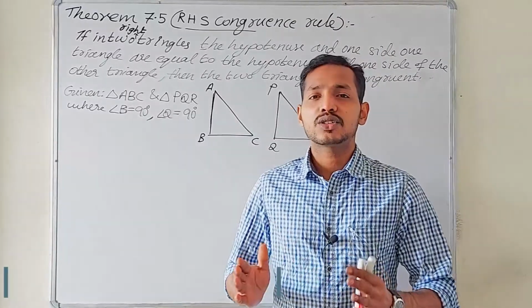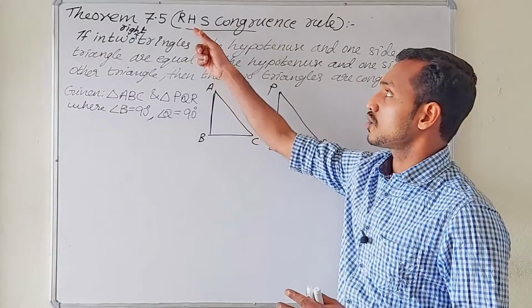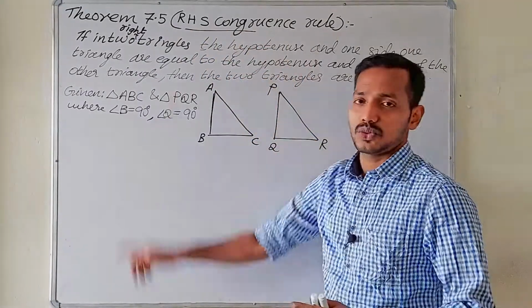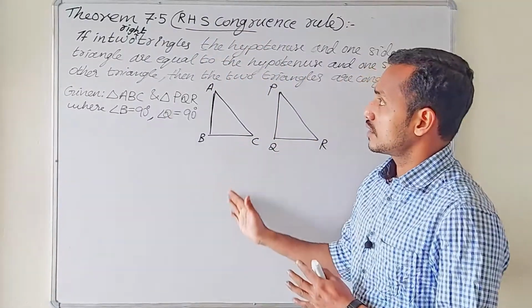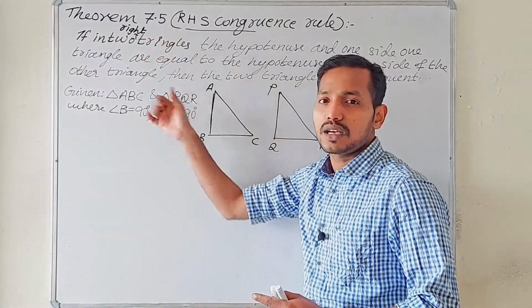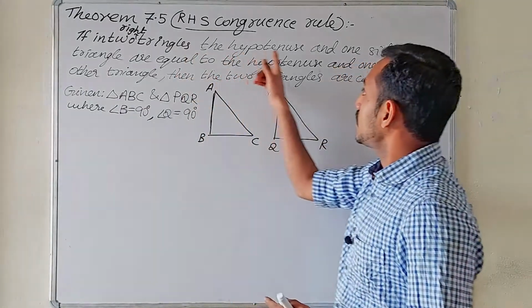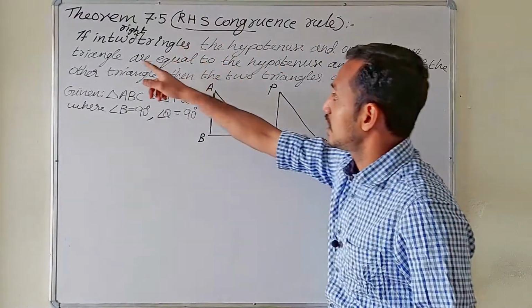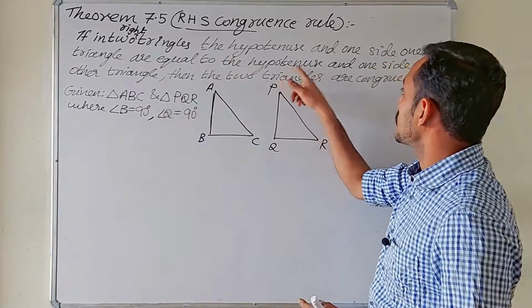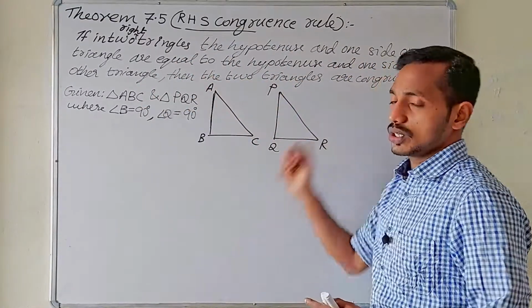Hello everyone. In this lecture, we are going to see the proof of Theorem 7.5, which is also known as the RHS congruence rule. That is, this theorem states that in two right triangles, that means this theorem is only applicable in case the triangles are right angle triangles, the hypotenuse and one side of one triangle are equal to the hypotenuse and one side of the other triangle, then the two triangles are congruent.